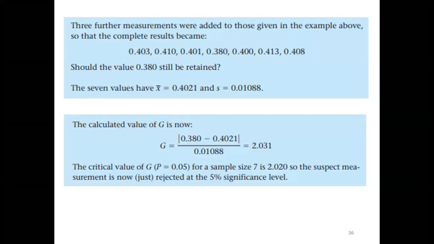Right? But in the earlier case, the calculated G value is smaller than the critical G. That's why we keep the null hypothesis in the previous case. Here, we cannot keep the null hypothesis, we reject it. Therefore, we can conclude that this value, 0.380, is an outlier. We cannot keep this value. It is an outlier, so we remove that value. Is that clear?